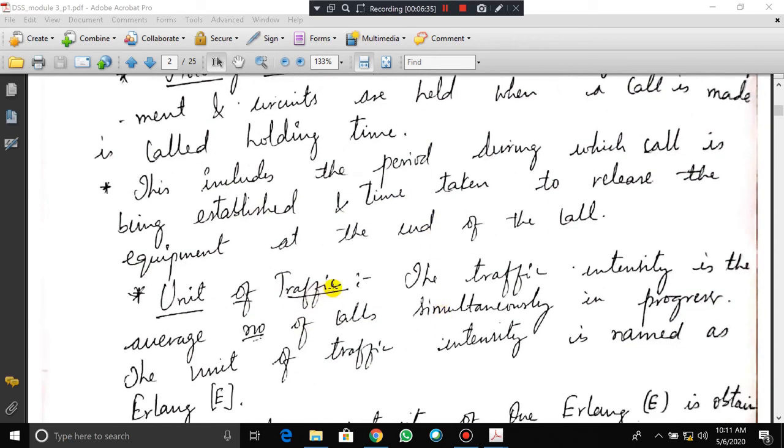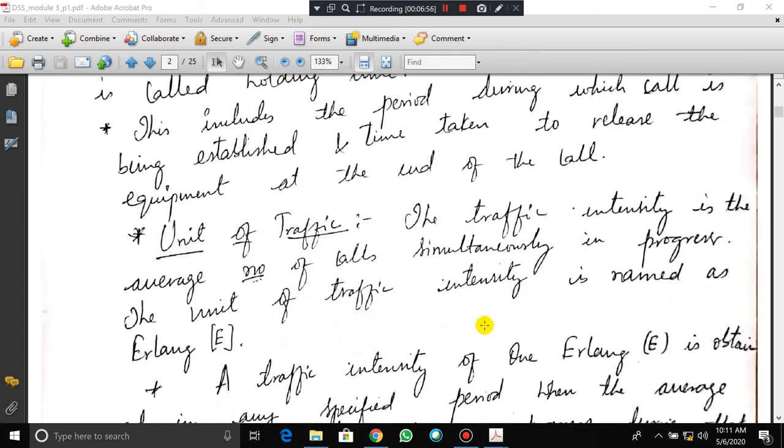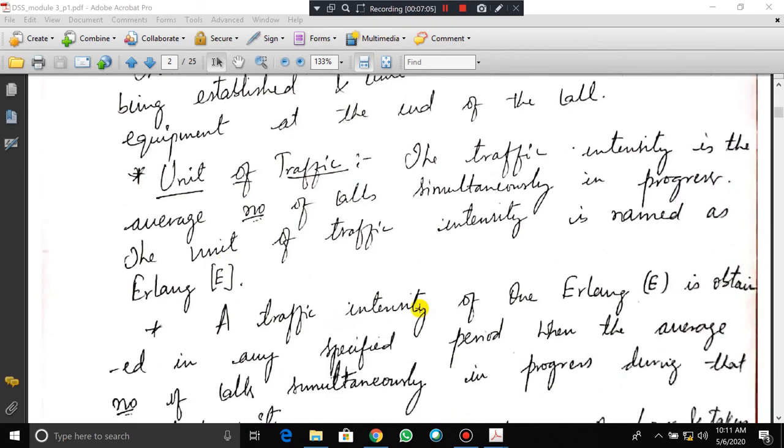Then unit of traffic. How will the traffic be indicated? What is the unit of traffic? It is a very important question. The traffic intensity is the average number of calls simultaneously in progress. The unit of traffic intensity is named Erlang, which is indicated by capital E. Again, I'll repeat, the unit of traffic intensity is the Erlang, indicated by capital E.